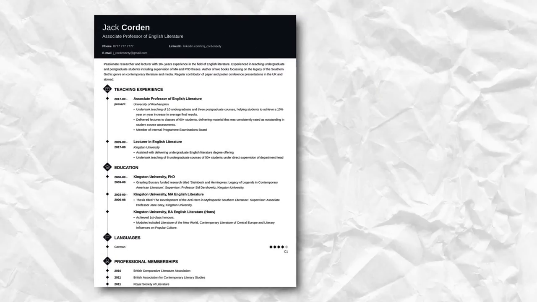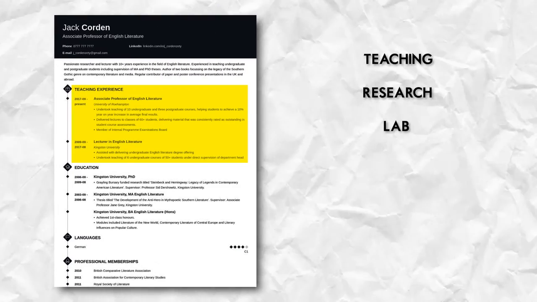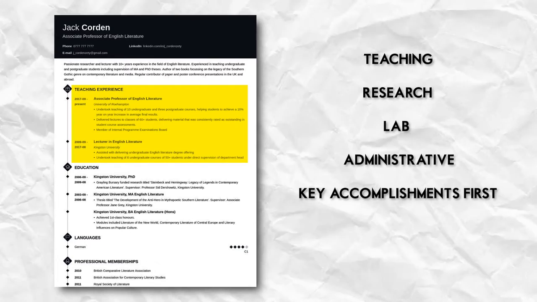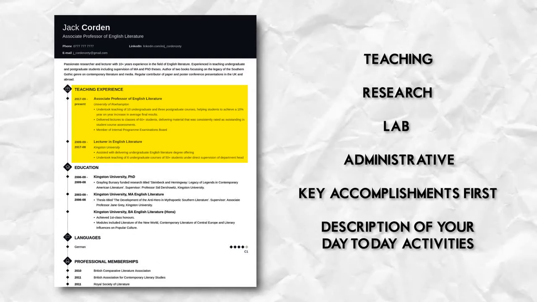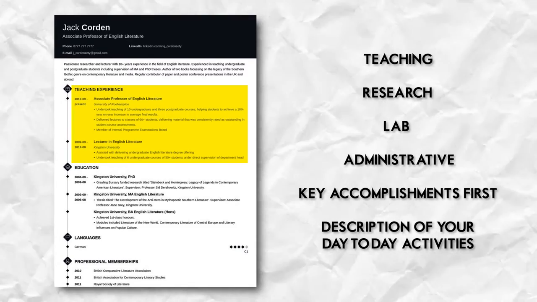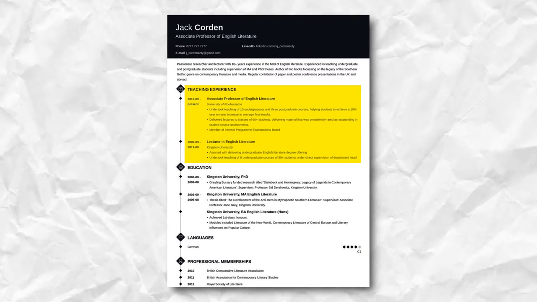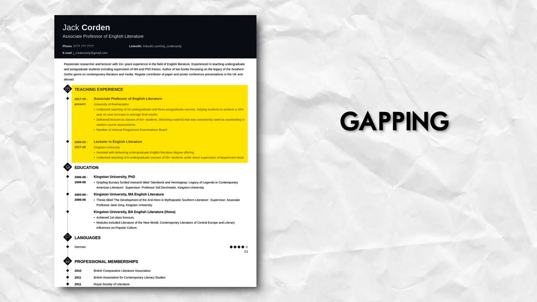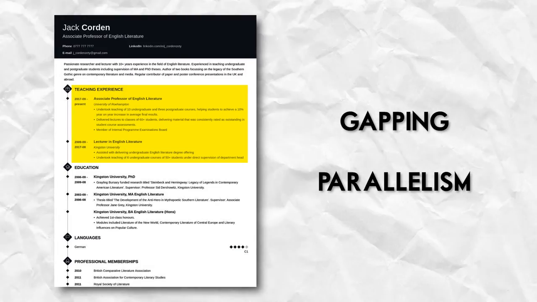Next, include all teaching, research, lab, and administrative experience as part of your work experience, mentioning key accomplishments first and then providing a description of your day-to-day activities in each role. When describing the day-to-day activities for each role, consider using these two principles, gapping and parallelism. Gapping refers to the use of bullet points over paragraphs to pull key ideas apart and present your responsibilities and abilities as clearly as possible to the reader.